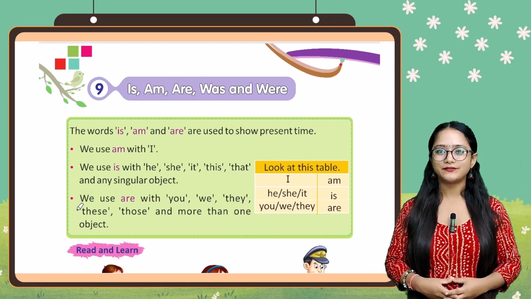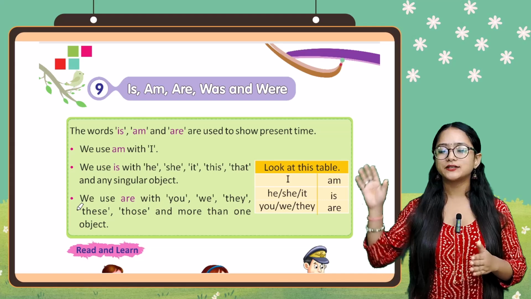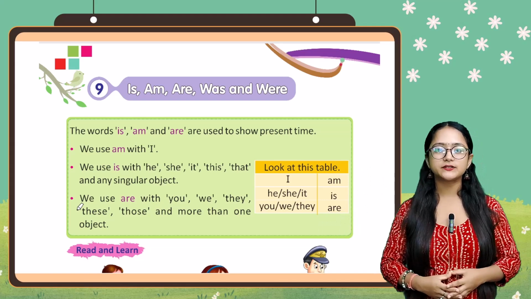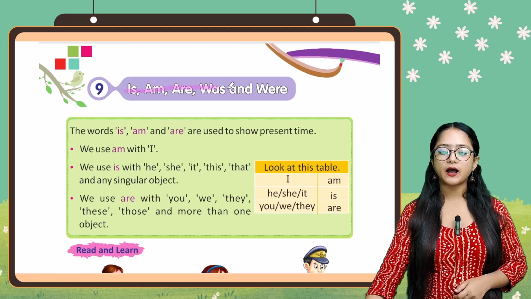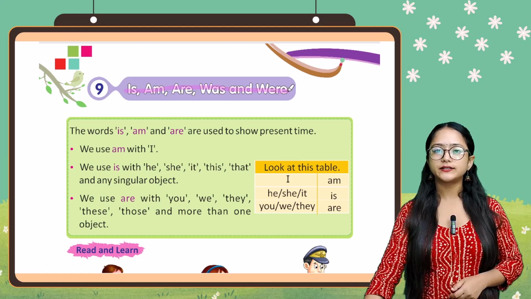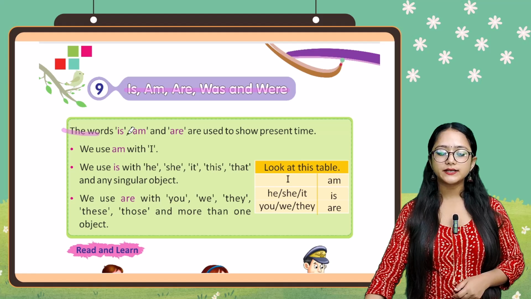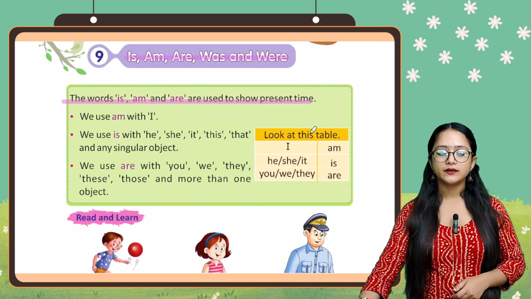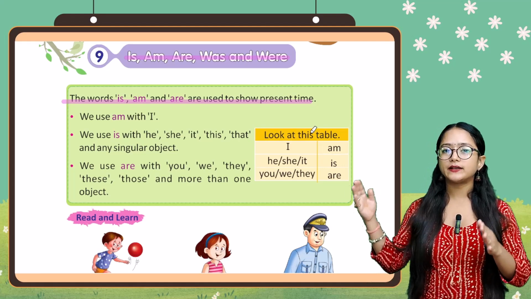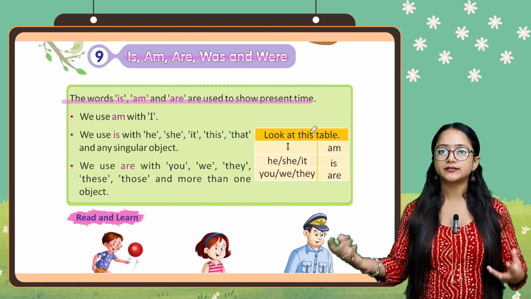I hope you all are fit and fine, and I hope you have done the exercises of the previous chapter. So now let's move into the new chapter, that is chapter 9: is, am, are, was and were. Let's talk about it. The words is, am and are are used to show present time.